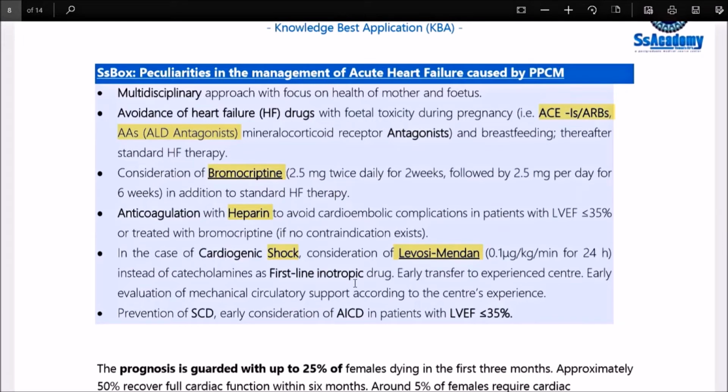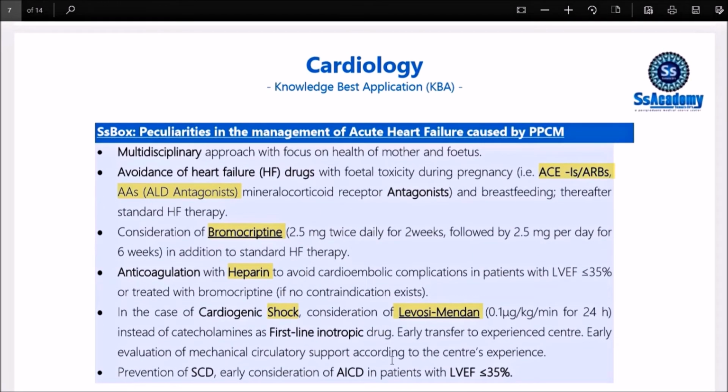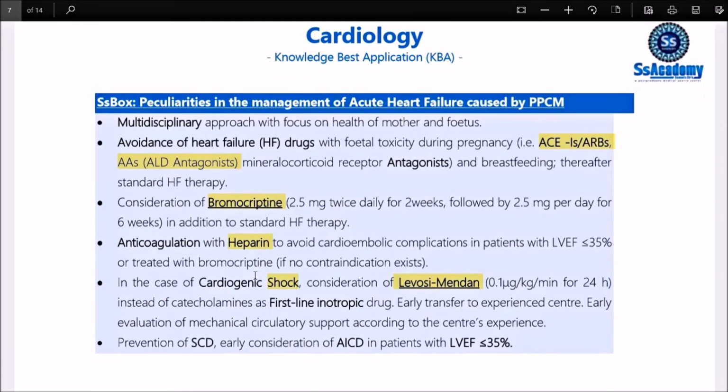So yes, my dear doctors, the important things: ACE inhibitors, ARBs, and aldosterone antagonists should be avoided, and bromocriptine should be added to standard heart failure therapy. Also anticoagulation, heparin should be added. And once again in shock, levosimendan is the first-line inotrope that we need to remember. If you say the ABC, that may be helpful to remember. A for ACE inhibitors, ARBs, and aldosterone antagonists should be avoided. B for bromocriptine should be added, and C for coagulation means heparin should be added.